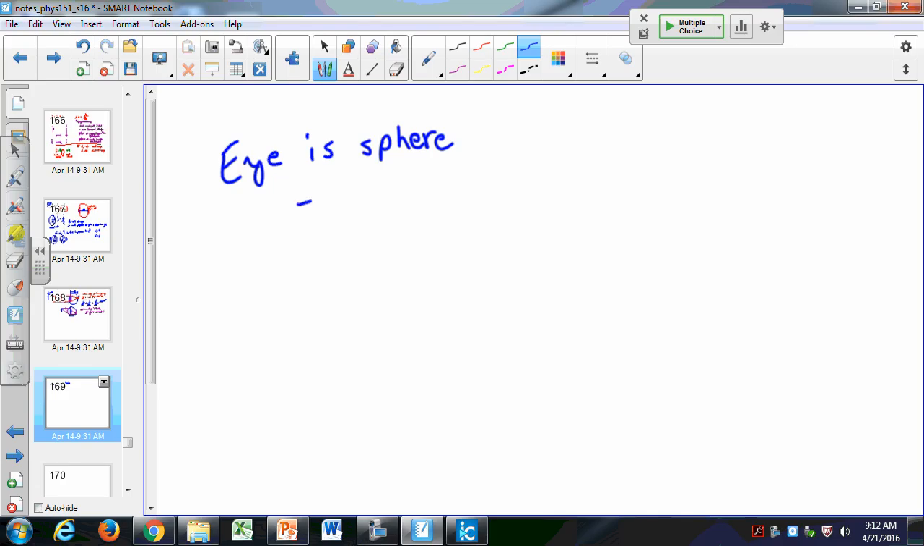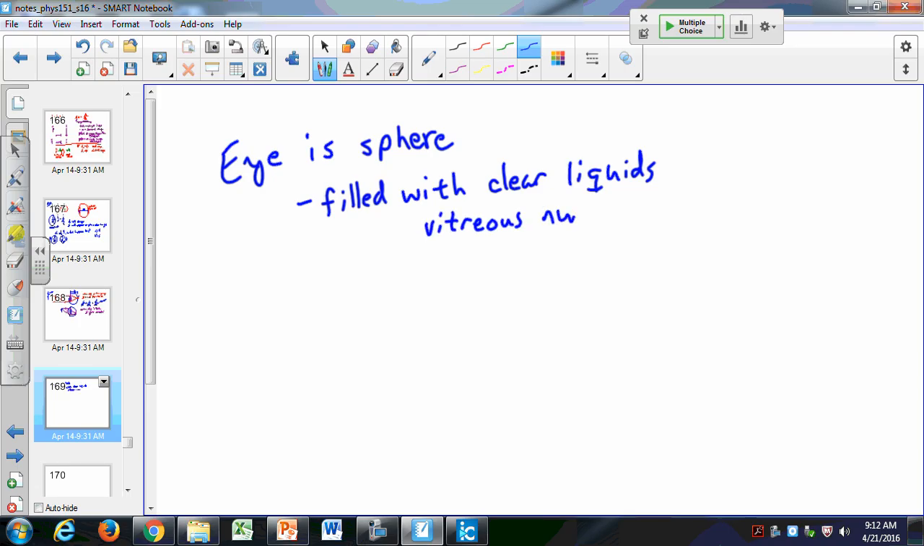It's filled with clear liquids. In fact, we talked about these earlier when we were talking about pressure. Remember the beagle with the tonometer that he used to measure the pressure in the eye? These clear liquids are called the vitreous humor. And the aqueous humor.